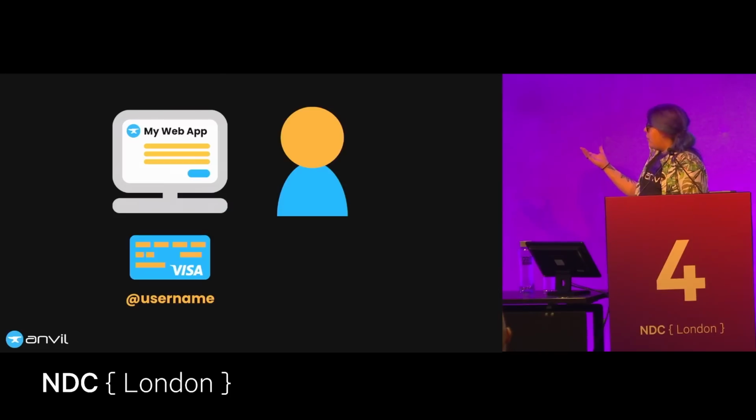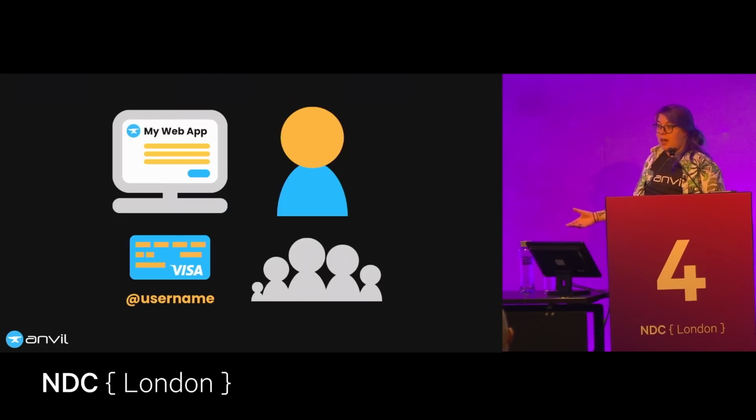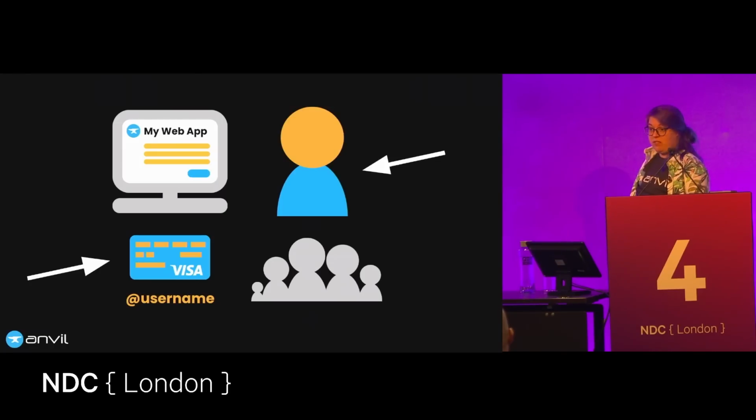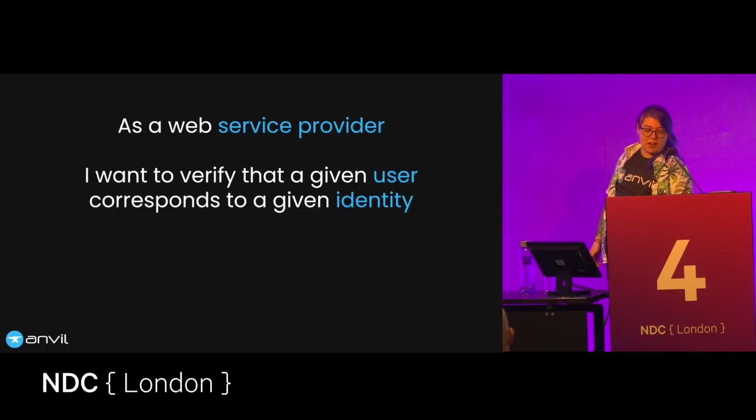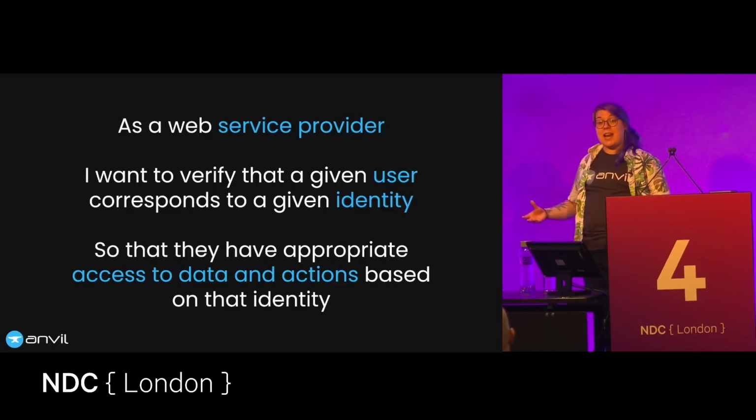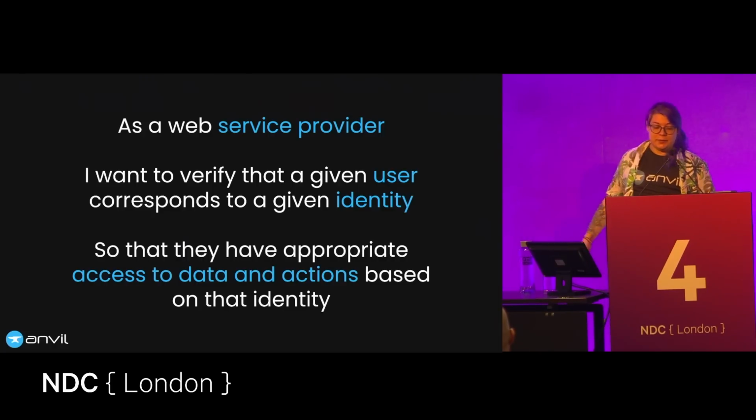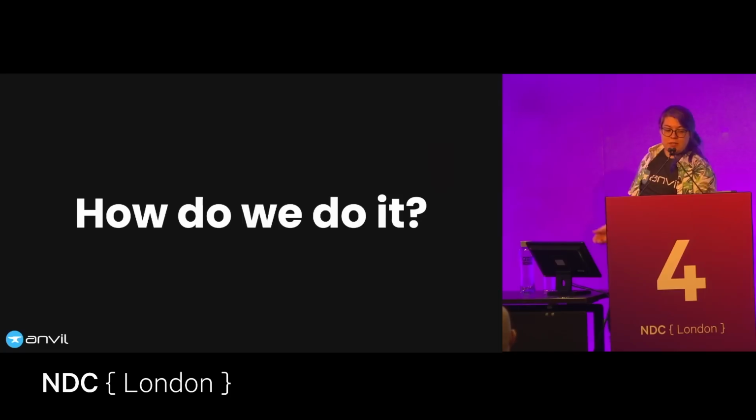It's all well and good, but ideally, I don't just have one user, I have lots of users. And I want to make sure that only this user has access to their stuff. Or, in other words, in a format you may be more familiar with, as a web service provider, I want to verify that a given user corresponds to a given identity so that I can make sure that they have the appropriate access to data and actions based on that identity. So, that is authentication. How do we do it?